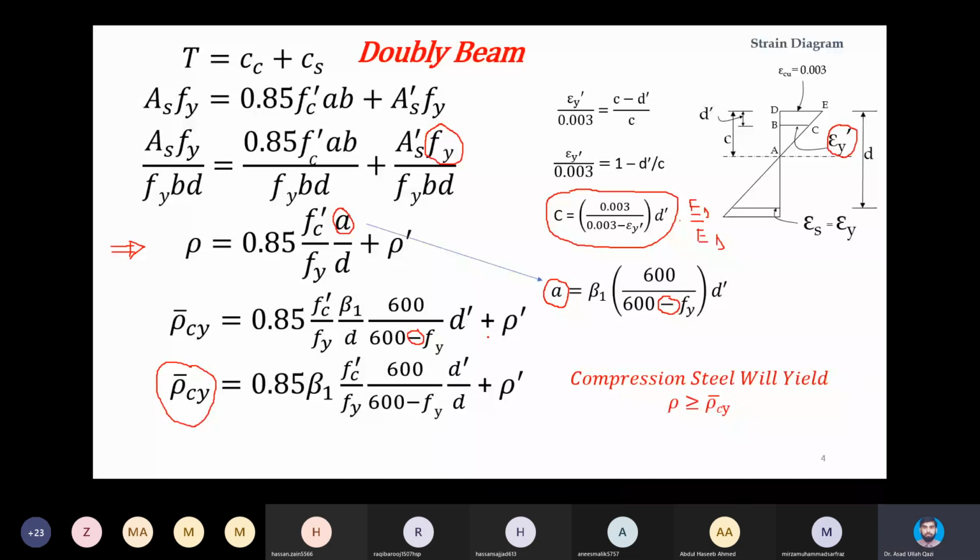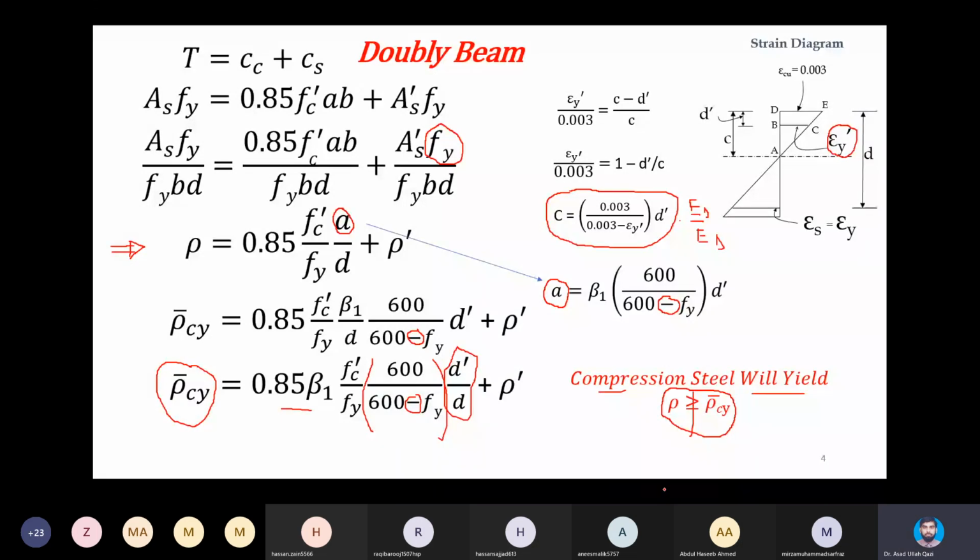When you replace a with this a and rearrange the terms, you will finally get the equation with these components: 0.85 beta 1 fc prime over Fy. Now d prime over d will remain within the equation. They are not cancelling. And furthermore, there is a 600 over 600 minus Fy. Don't forget this minus. Then this equation is available for us, and we can calculate this rho Cy. Don't forget, if in the cross section your rho is greater than or equal to rho Cy, then compression steel will yield. If it is not greater than or equal to rho Cy, then it will be case 2 doubly beam.